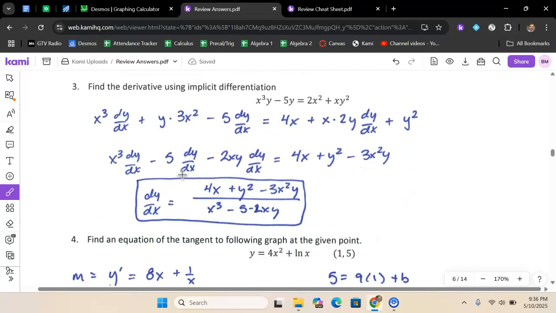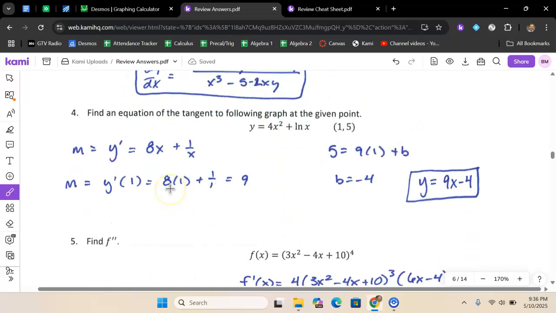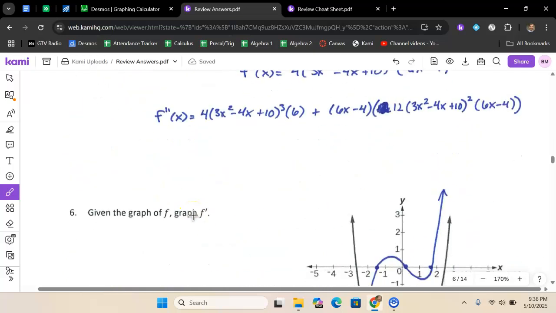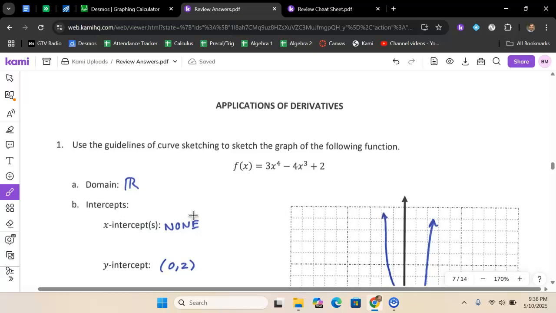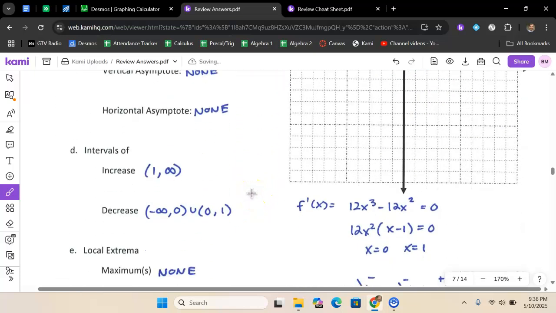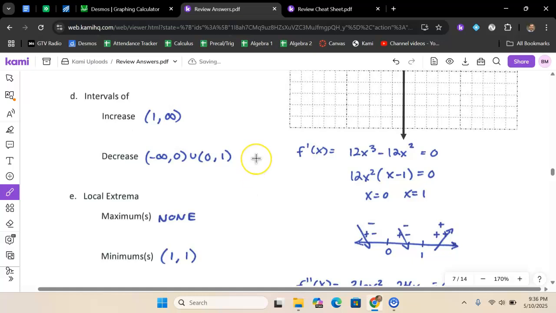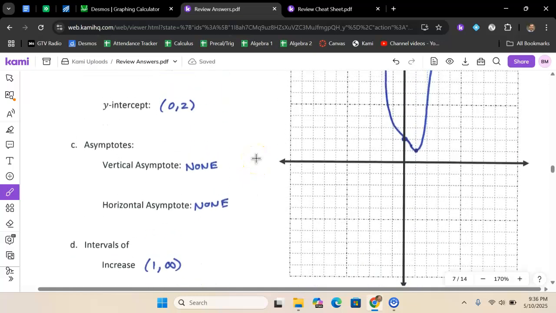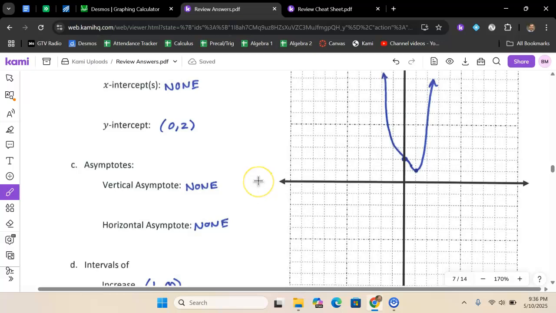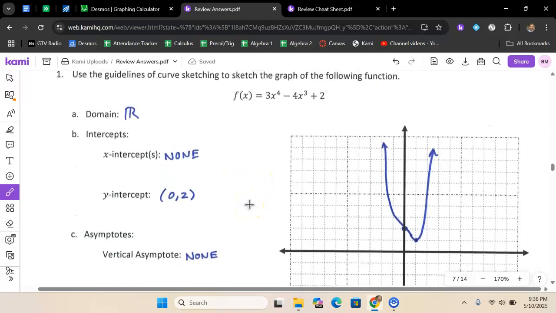Okay, so I'm going to skip down to, let's see, applications of derivatives. The main thing here is curve sketching. I will say on the final, I'm going to organize this a little bit more for you in terms of knowing when to use the first derivative, what that tells you, when to use the second derivative, what that tells you, things like that.